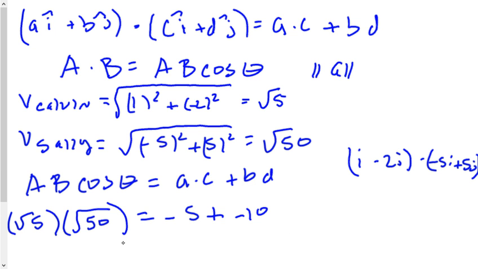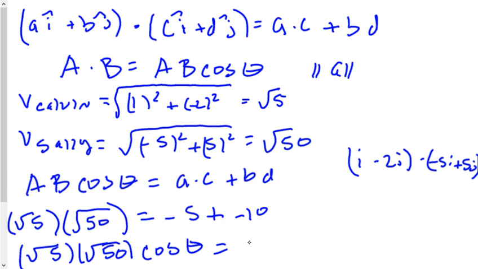So let me rewrite this because I forgot my cosine of theta there. So we're going to take the square root of 5 multiplied by the square root of 50, and then we're going to say times the cosine of theta is equal to negative 15. And so theta is equal to 162 degrees. Just like what we did before.